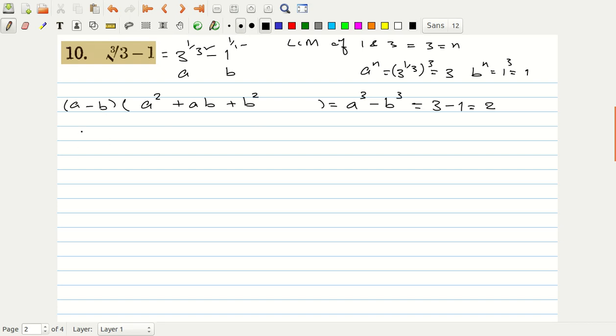So what is your missing rationalizing factor? It is simply a square, which is 3 to the power 2 by 3, plus a times b, which is 3 to the power 1 by 3, plus b square, which is 1, and that's it.